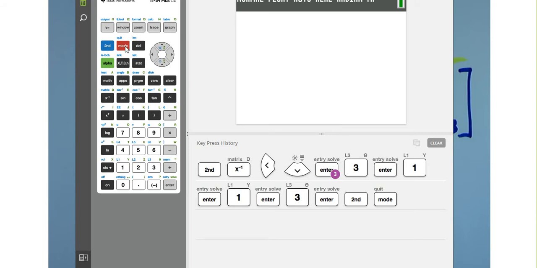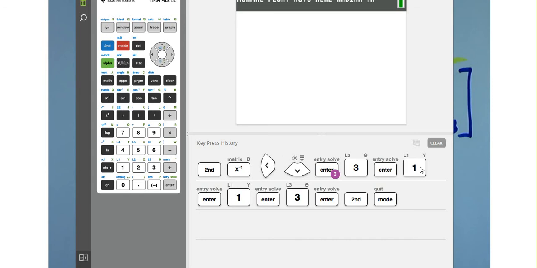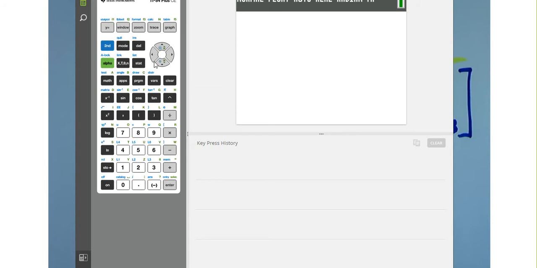Once again, hit the second key and then the mode key to quit. All we need is our solution, and our solution comes from A inverse times B. So, all right, A inverse times B. Let's see if we can do that on our graphing calculator. That's going to be the inverse of matrix A times matrix B.